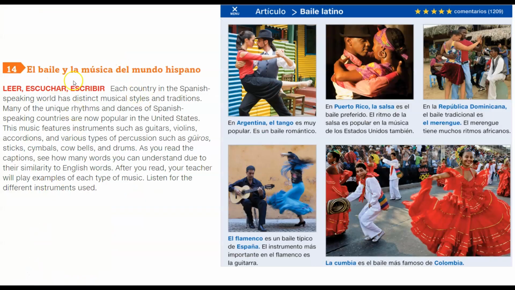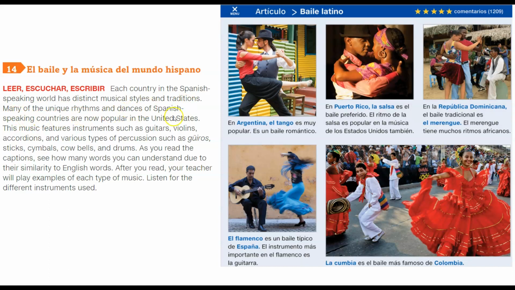All right. El baile y la música del mundo hispano. So dance and music of the Spanish-speaking world. You're going to be having questions on your test about baile latino, Latin dances. So listen carefully. Each country in the Spanish-speaking world has many distinct musical styles and traditions.